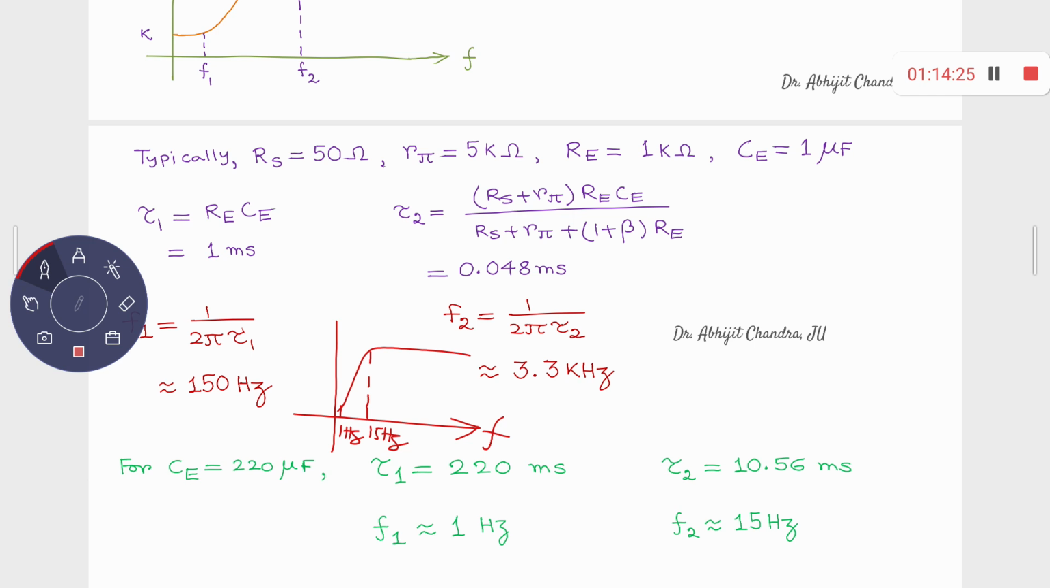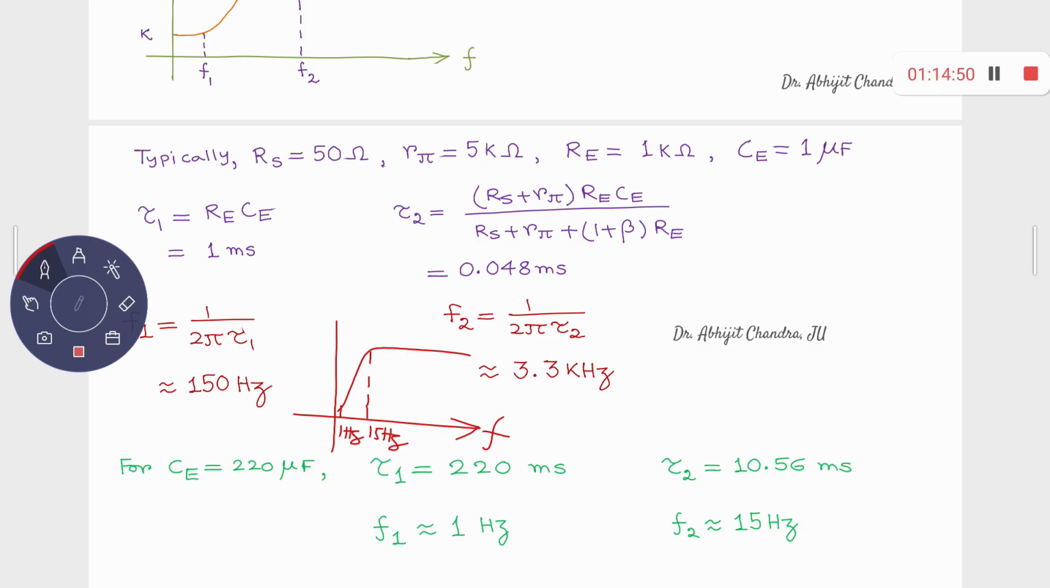No problem at all. Beyond F2, everything is constant. Beyond F2, the gain is constant. So if I select C to be in the range of hundreds of microfarads, let it be 220 microfarad, then this behavior will not affect the low frequency response of the circuit.